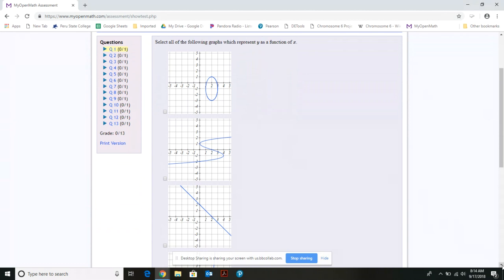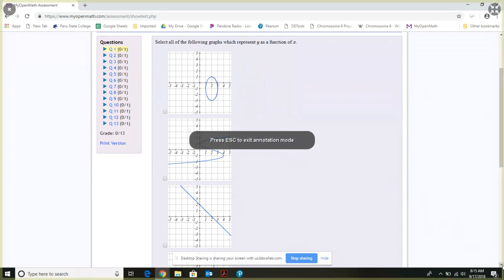So for this first question, it's just asking us to determine which of the following represent y as a function of x. Just remember, when you have a function, that means that for every x value you plug in, you can only get one y value back out. So if you look at this first one, if you plug in a 2, you actually get two answers, right? You get this one and this one. There's a bunch of them, for example.